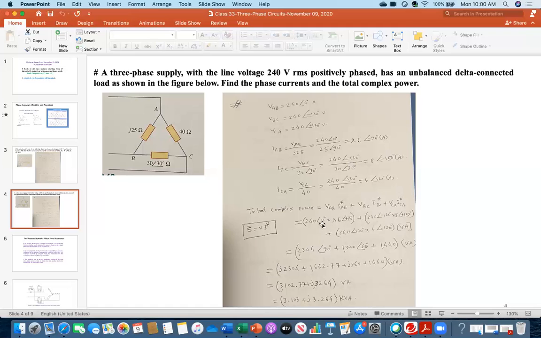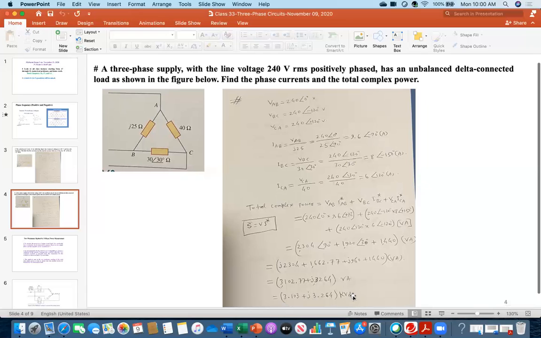And then I am plugging in, you see, what is VAB? This is my VAB. What is IAB conjugate? My IAB is here with minus 90 angle, but here I am doing plus 90, because it is conjugate, so the angle sign will be changed. And the same thing I am doing for B phase, C phase. Finally, I got this as my result. So you can leave it in this format or you might express it in polar form, but this should be the result. So I am done.